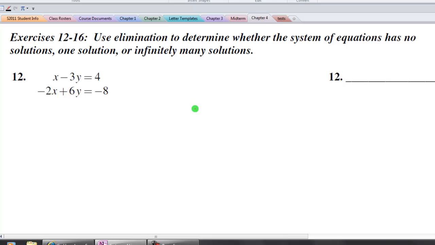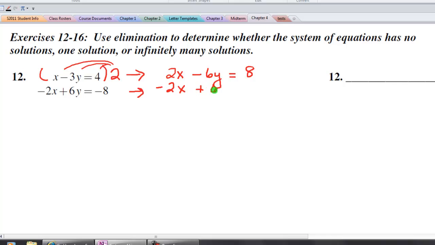All right, in this exercise, we want to determine whether the system of equations has no solutions, one solution, or infinitely many solutions. And the previous equations we used, we found systems with one solution. Now let's see what happens here. Let's eliminate the y's. So we need that top line to have a negative 6y, so that when I rewrite the bottom line under it, my y's cancel. And so I multiply the top equation by 2. And now I'm rewriting my bottom equation.